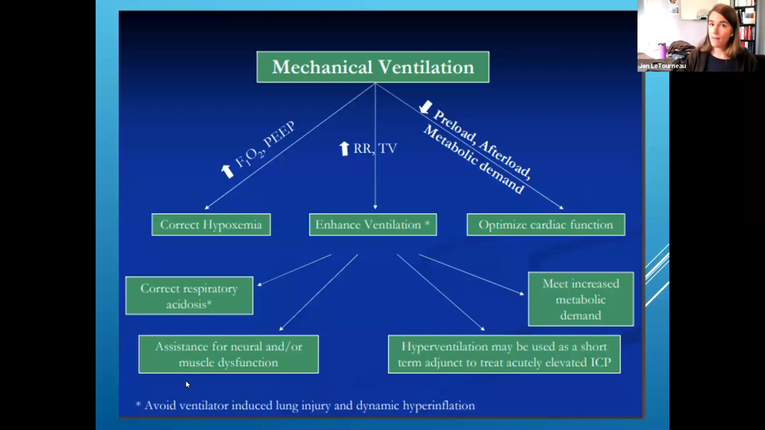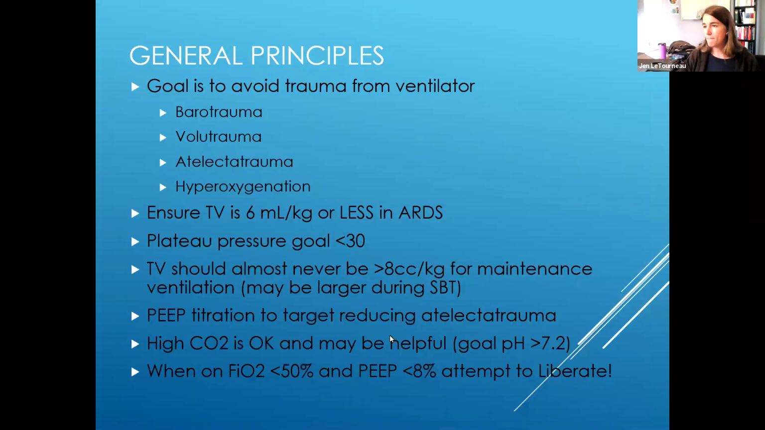By enhancing ventilation, we correct respiratory acidosis. We can help people who actually have neuro or muscle dysfunction. Sometimes we'll use hyperventilation in people with acutely elevated intracranial pressure. Again, that's only for acute treatment when it's a bridge to some other treatment. It's never a chronic treatment. And then sometimes we can use mechanical ventilation to meet increased metabolic demand.